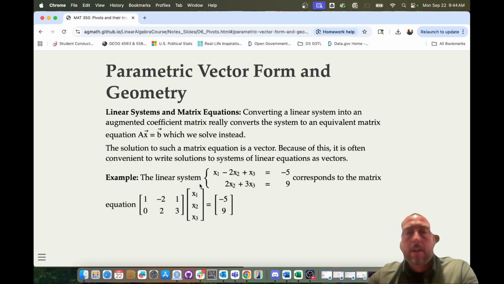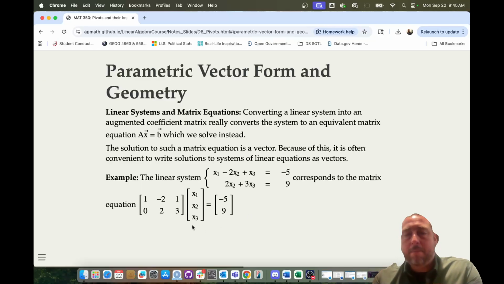So for example, the linear system here, x1 minus 2x2 plus x3 equals negative 5, and 2x2 plus 3x3 equals 9, corresponds to this matrix equation. So we're just rewriting this a little bit different than we have been previously. Previously, we would kind of erase this vector and then just smash the matrix and the vector on the right-hand side together, seeing that we'd have 1, negative 2, 1, augmented by negative 5, and then 0, 2, 3, augmented by 9. We're now just writing this in a different form.